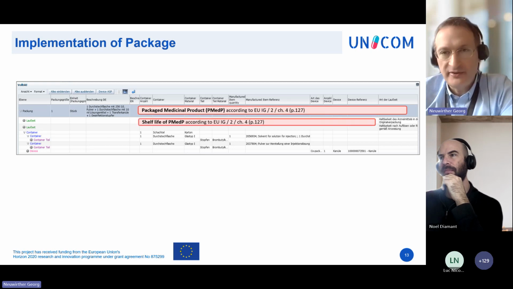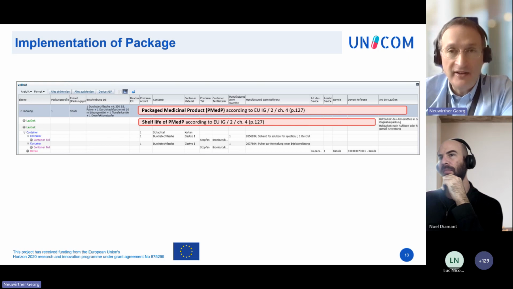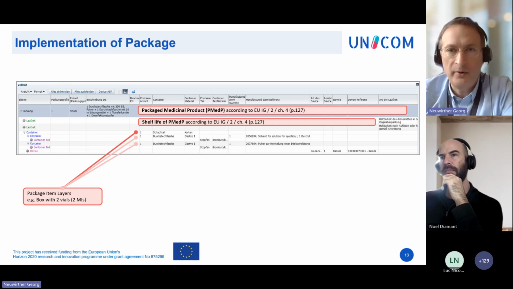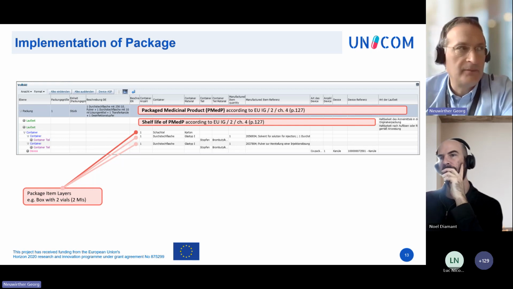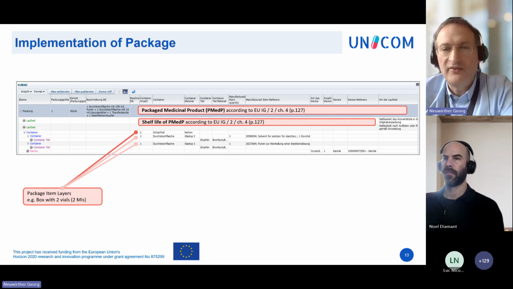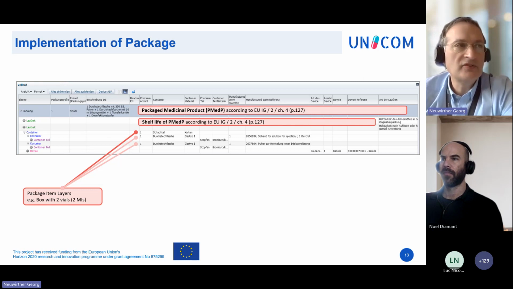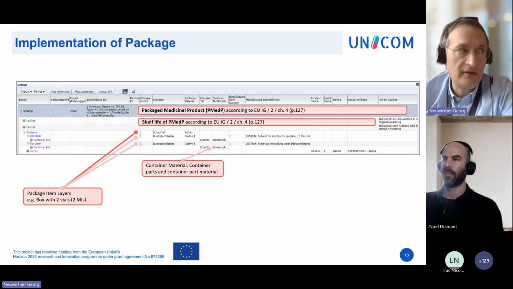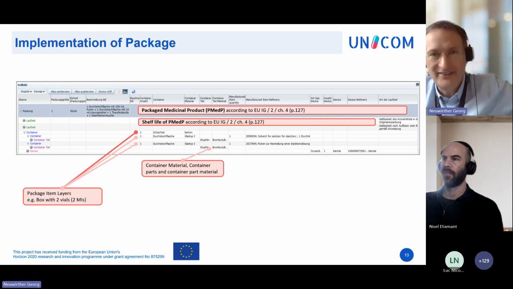This packaged medicinal product has shelf lives, one or more, that we are now able to store. And it can consist, in this example, of 2 layers. So it's a box, first layer, and then inside the box we have 2 vials with 2 different manufactured items. So you can see here the Schachtel is the box, and then you have 2 Durchstechflaschen, vials, which are inside the box. And you can describe this with the container and the container material and the container parts material.